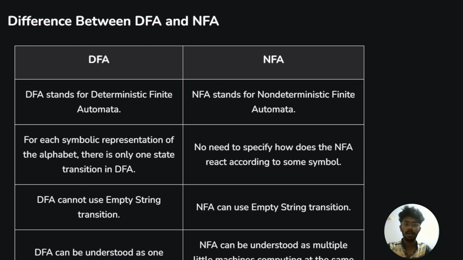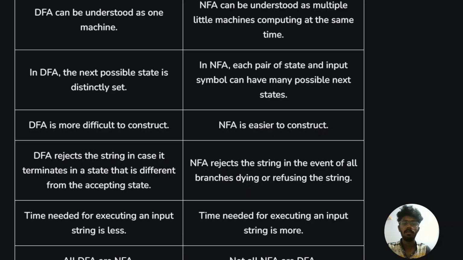Difference between DFA and NFA. DFA stands for deterministic finite automata. NFA stands for non-deterministic finite automata. For each symbol of the alphabet, there is only one state transition in DFA. No need to specify how the NFA reacts to some symbol. DFA cannot use empty string transition. NFA can use empty string transition. DFA can be understood as one machine. NFA can be understood as multiple little machines computing at the same time.